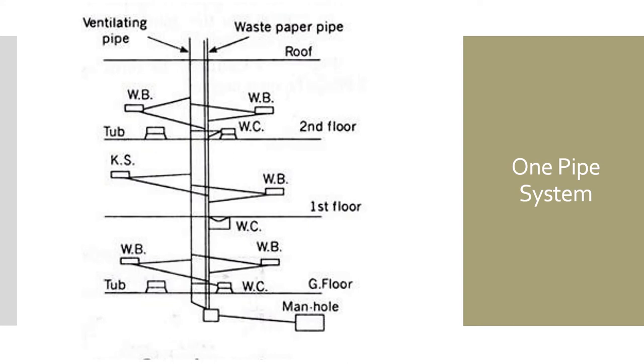The only different thing here we find is the ventilating pipe. Instead of just getting connected to the WC and tub, as in the case of single stack partially ventilated, it is connected to all the water based fixtures. So your wash basins, your water closets, your tubs, and your kitchen sinks, everything is being ventilated.